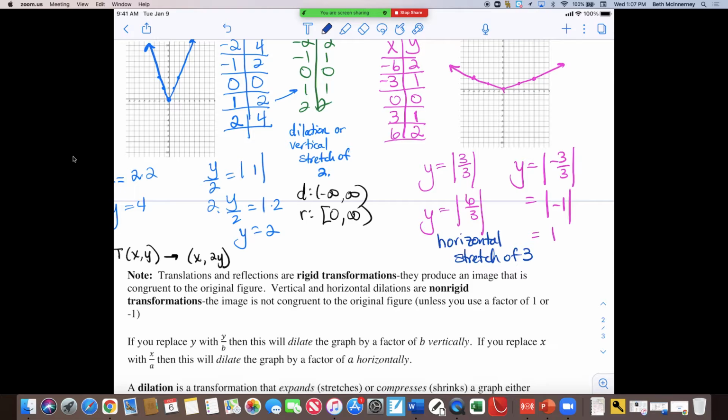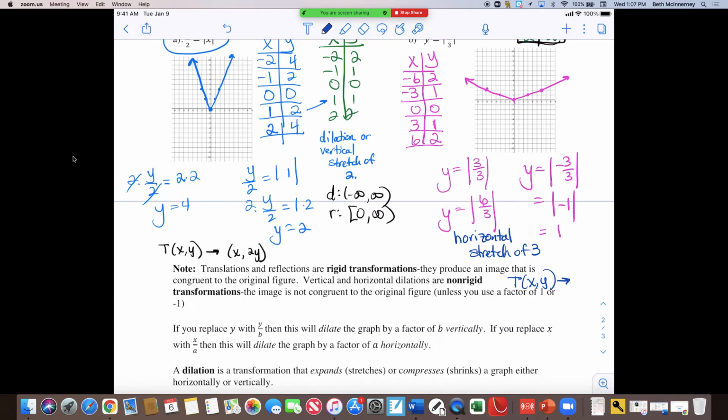And my mapping notation would look like this. What did I do to the x values to get the parent function y values of 1 and 2? Didn't we multiply them by 3? Like 3 times 1 is 3, 3 times 2 is 6. So my mapping notation would be T of (x, y) gets mapped onto (3x, y).